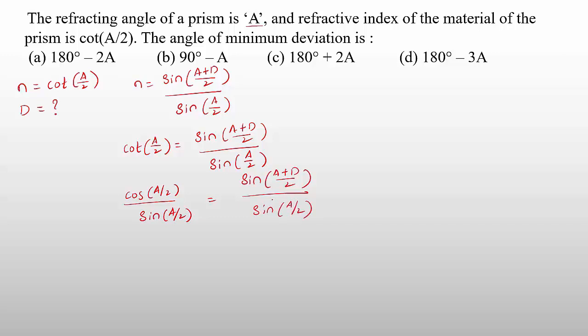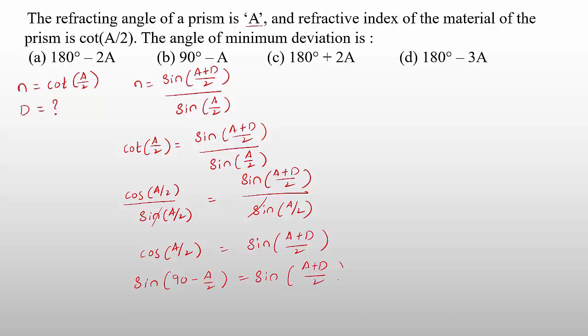So sine of A by 2 will get cancelled here. So we can write cos of A by 2 equal to, remaining is sine of A plus D divided by 2. Here the trigonometric function we got on LHS side is cosine. So instead of cosine I am using the sine function. So we can write it as sine of 90 minus theta, that gives cos theta. That is sine of 90 minus A by 2 is equal to sine of A plus D divided by 2.